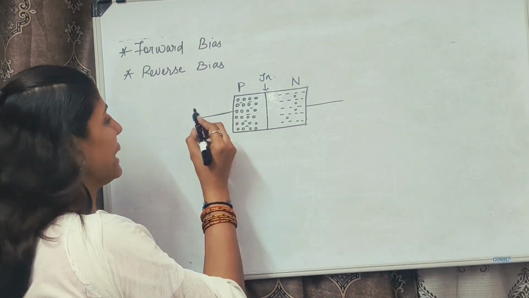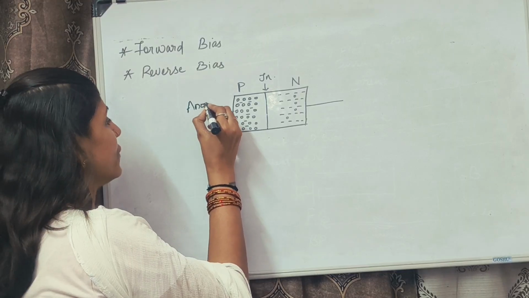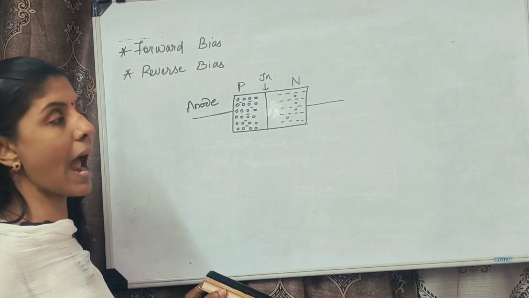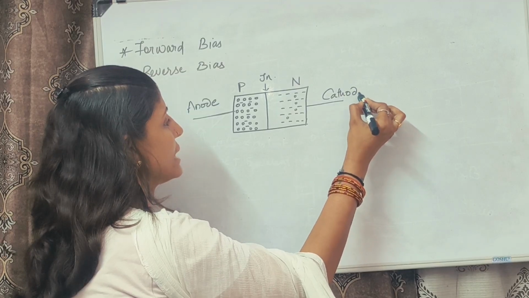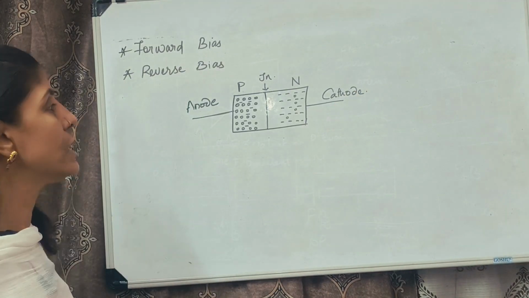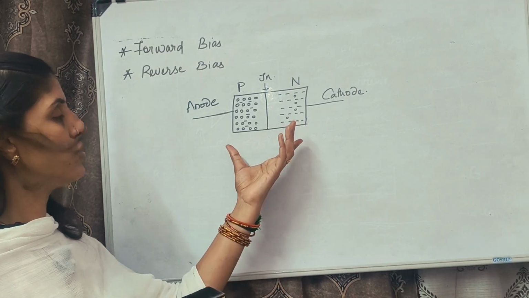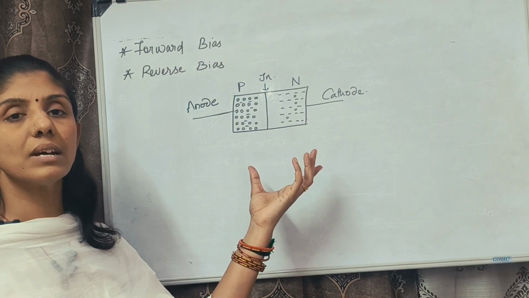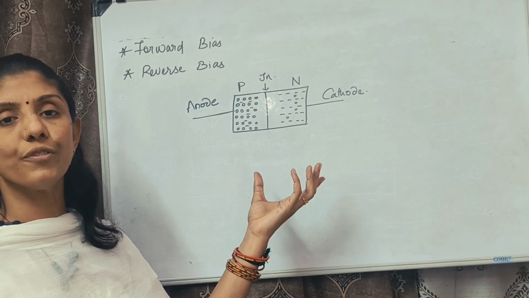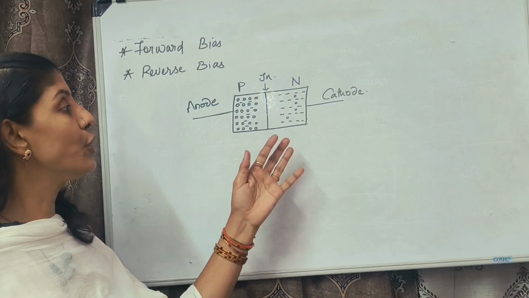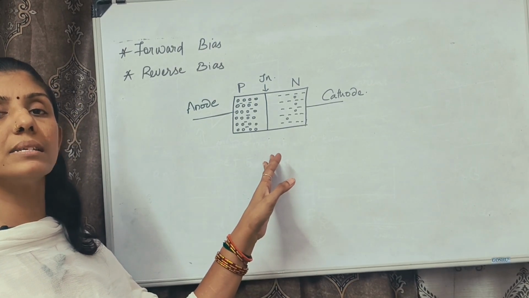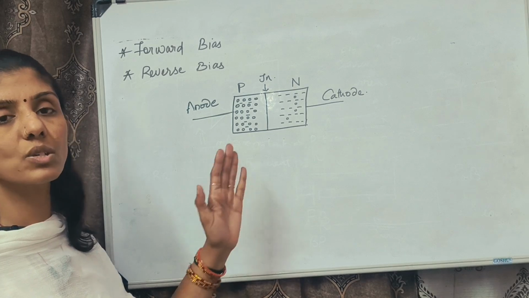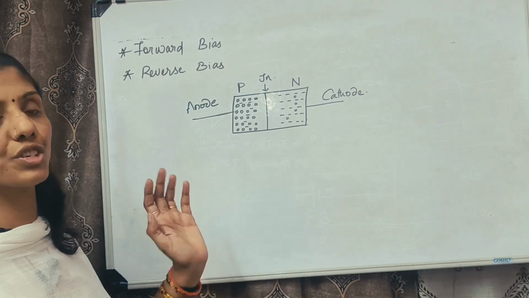The P terminal we used to call the anode, and the N terminal we used to call the cathode. Now check, here there is no application of external voltage, I mean no biasing. That's why we call it an unbiased semiconductor, an unbiased PN junction diode.